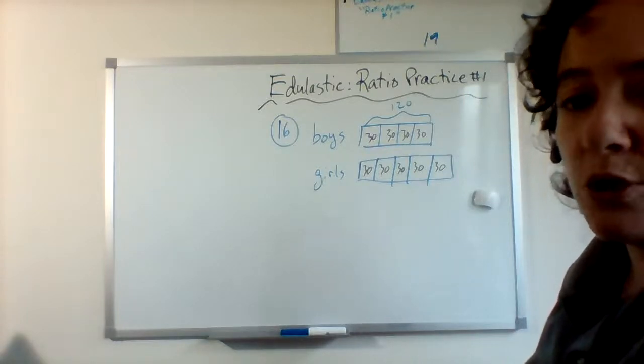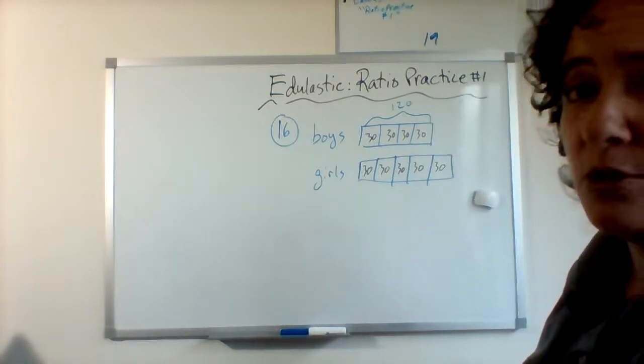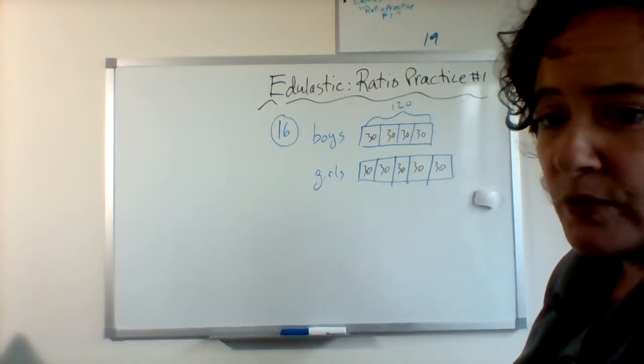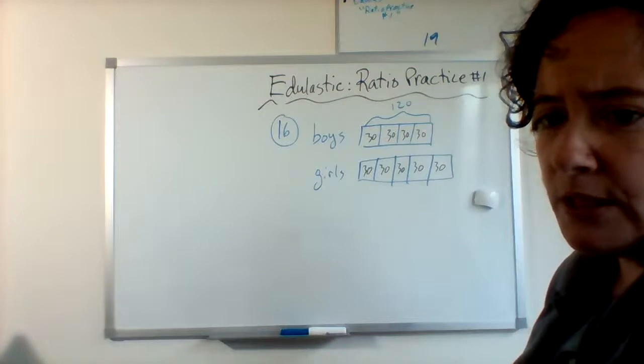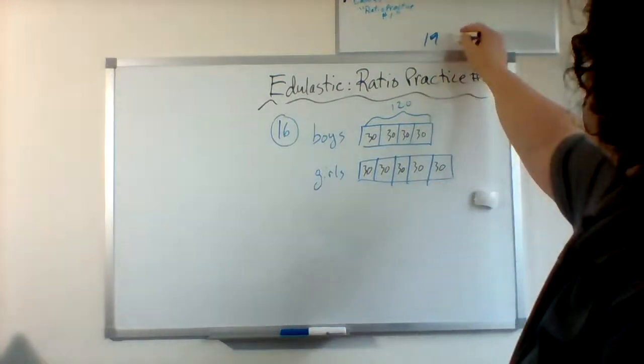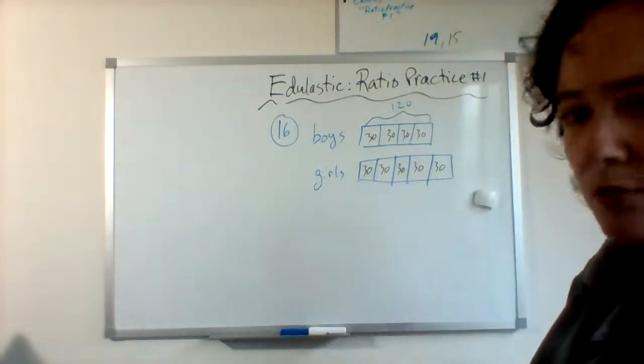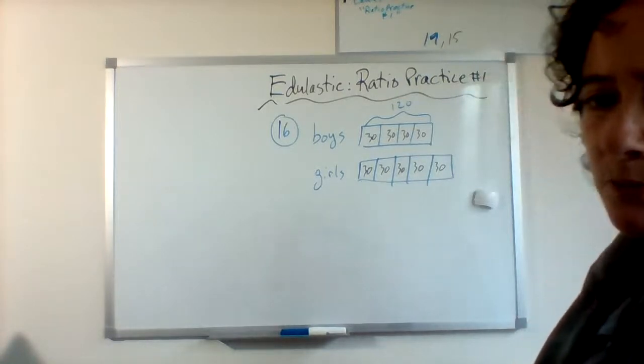Four times 30. Watch your typing, because you guys do the same thing in your exit tickets. Watch the typing. 15 and 19. So 19 is already on the board. I'll go to 19 now.